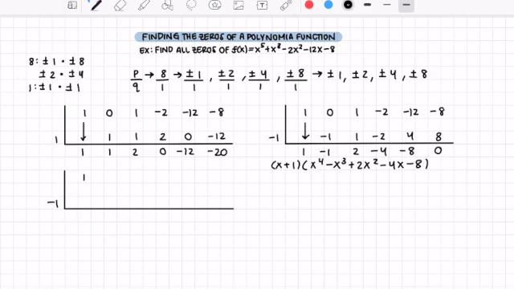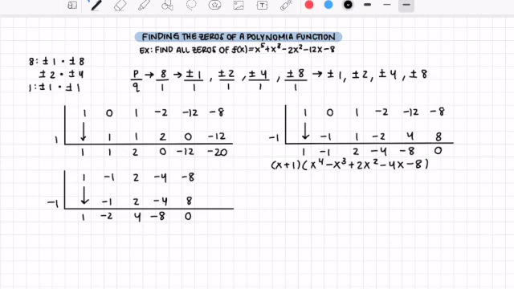We have here 1, negative 1, 2, negative 4, and negative 8 based off of the coefficients provided over here. So again, dropping down the 1, I get negative 1. This becomes negative 2, 2, 4. Negative 4 gives me negative 8. 8 gives me 0. So again, this works out.